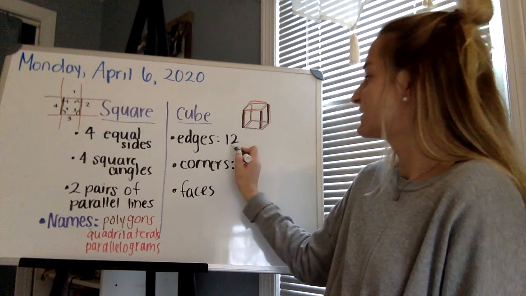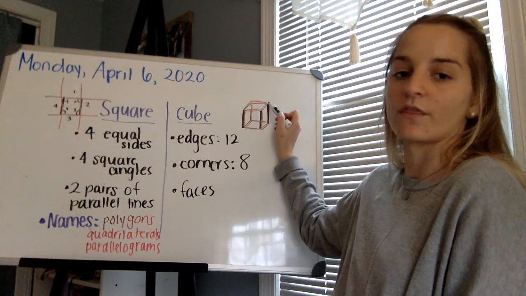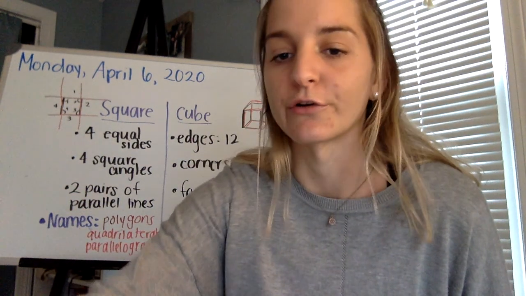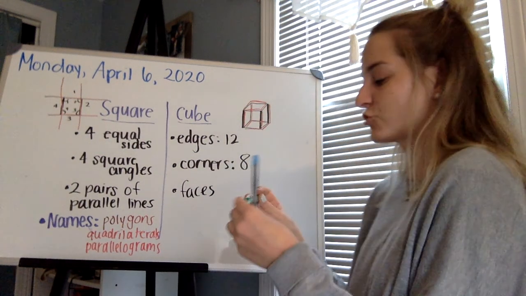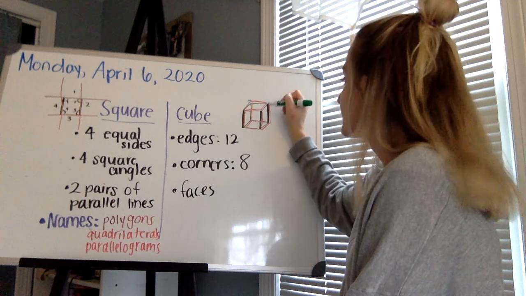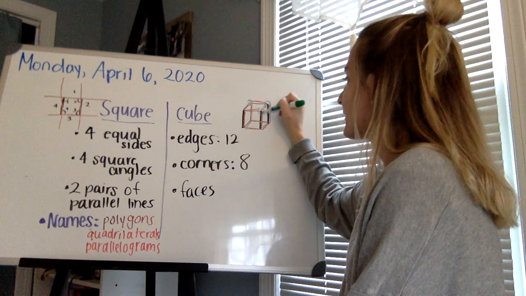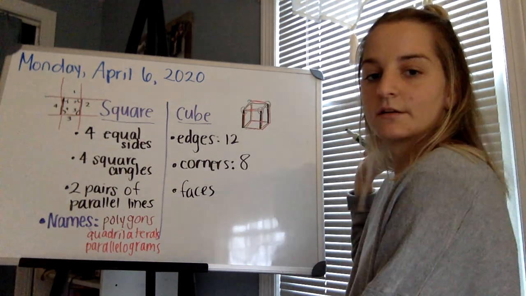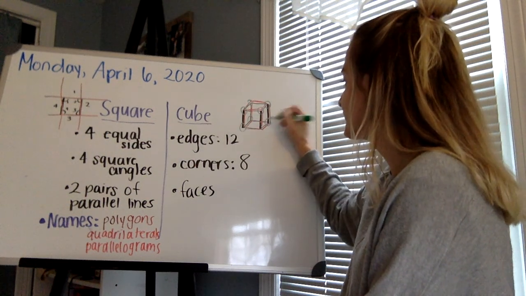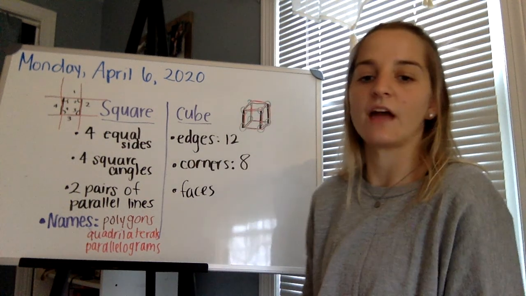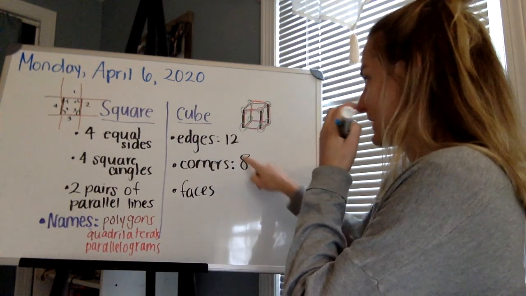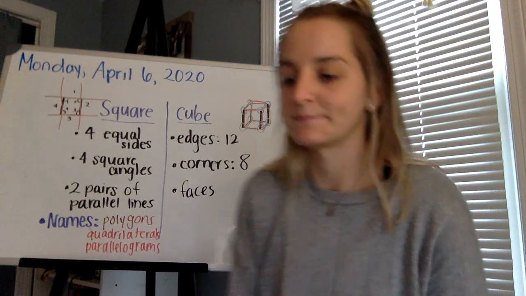So a cube has 12 edges, which are in the red, and 8 corners. Let's do the corners in green. Okay, let's count the corners on this drawing. 1, 2, 3, 4, 4 on the top, 5, 6, 7, 8, and 4 on the bottom. So there are our 8 corners and our 12 edges of our cube.